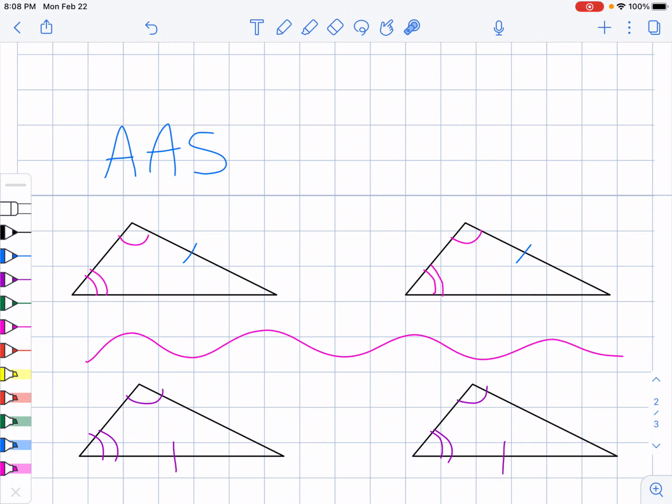Hopefully that helps you distinguish between side, side, side; side, angle, side; angle, side, angle; and angle, angle, side.